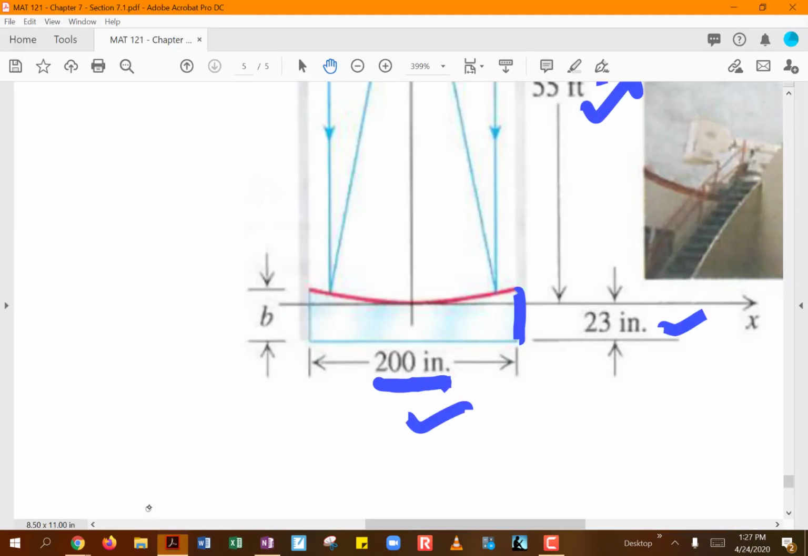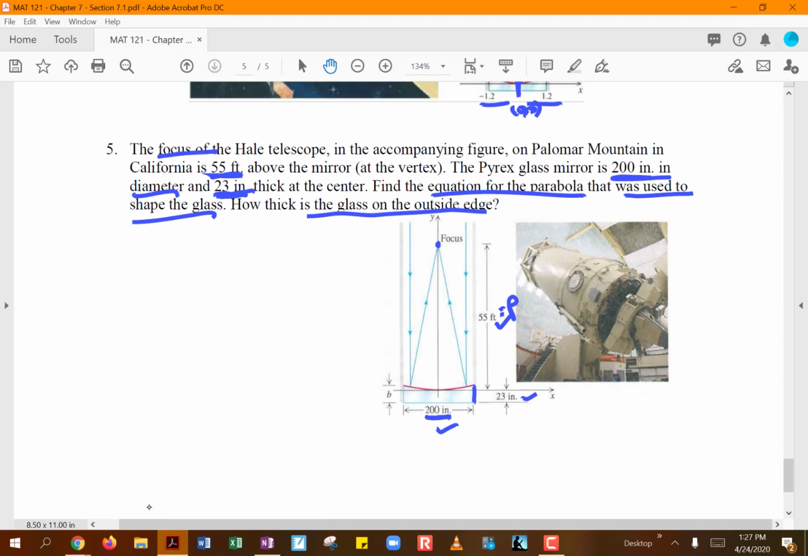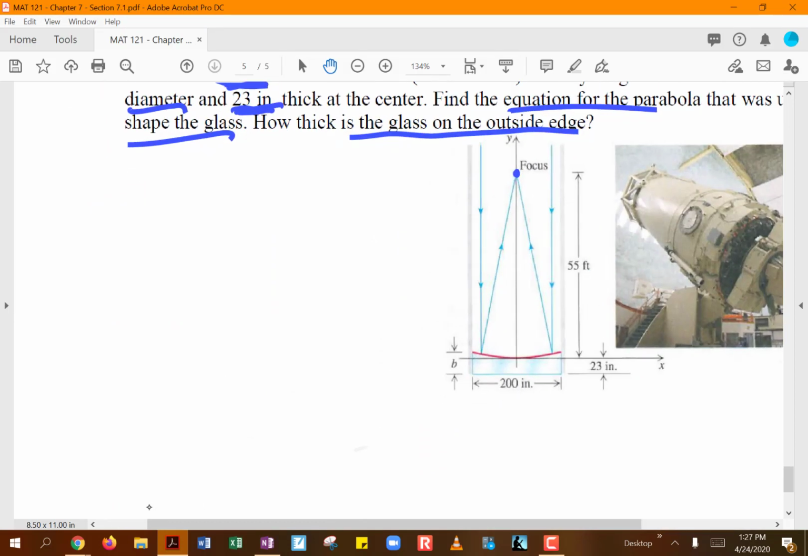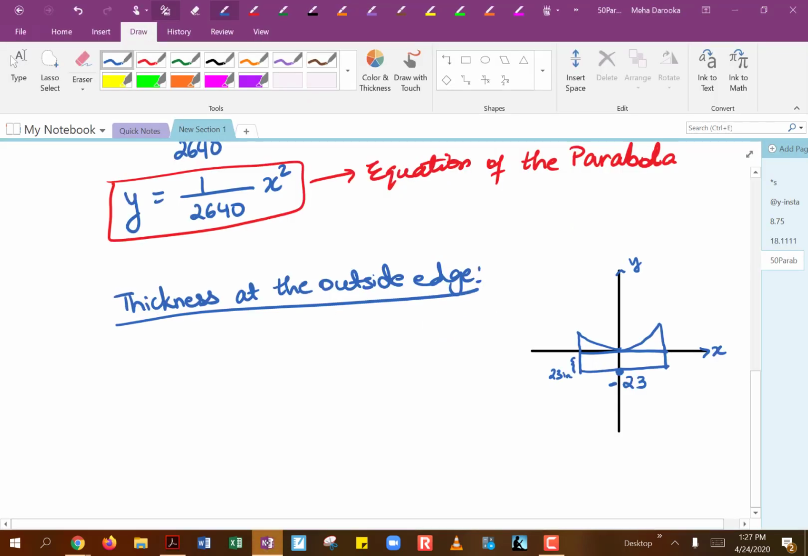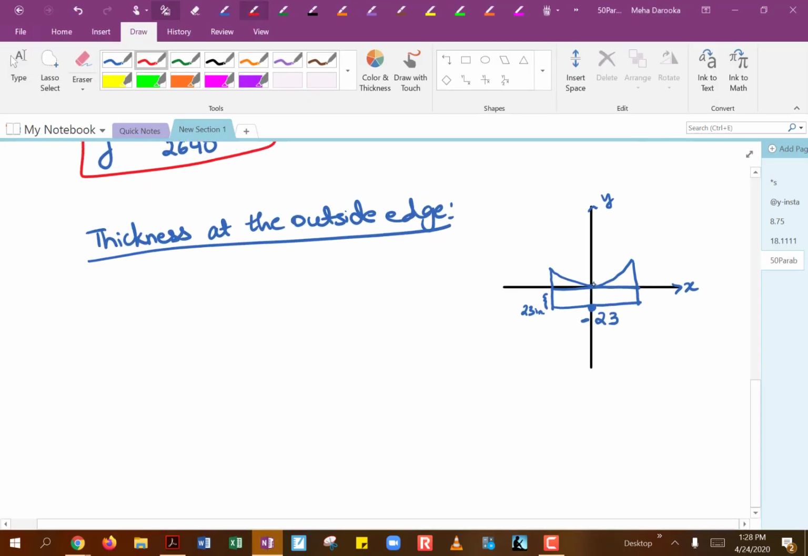Now the one other thing they told us is that the glass mirror is 200 inches in diameter. So that's this distance right over here. So this width of our glass is 200 inches. If our vertex right here is at (0, 0), then this number here is going to be positive 100 on the x-axis, and this number here is going to be negative 100 on the x-axis. So that will add up to a total of 200 inches, which will give us the diameter of our mirror.